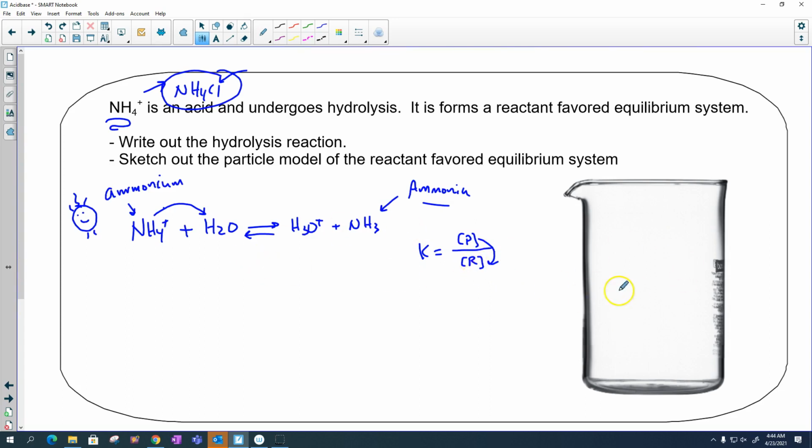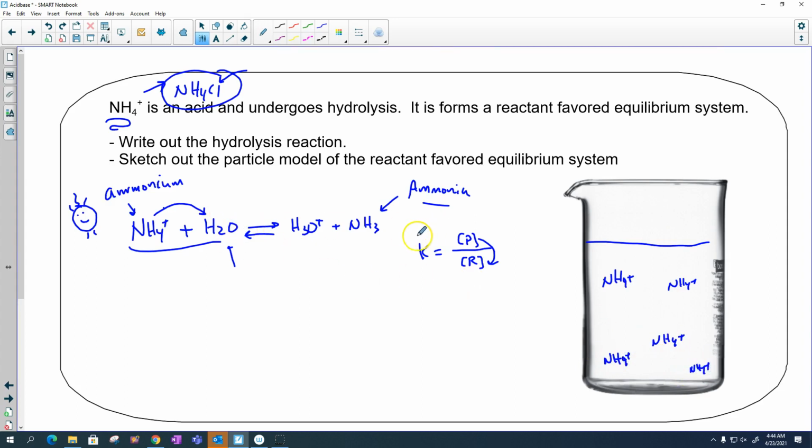Okay, so what was my picture going to look like? Well, it turns out that it's very reactant favored, so we're going to draw a lot of the reactants and very few products, if any. In fact, it's so reactant favored that they might draw it like this, okay? NH4 plus. Now the whole thing is water, so I'm not going to draw any water molecules. NH4 plus, NH4 plus, NH4 plus, NH4 plus.